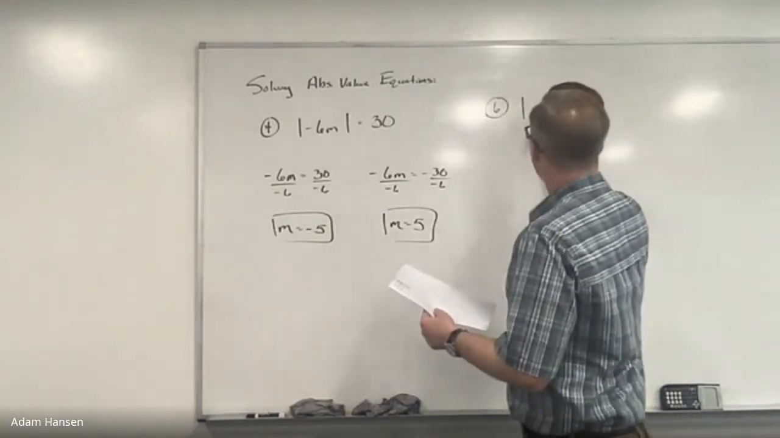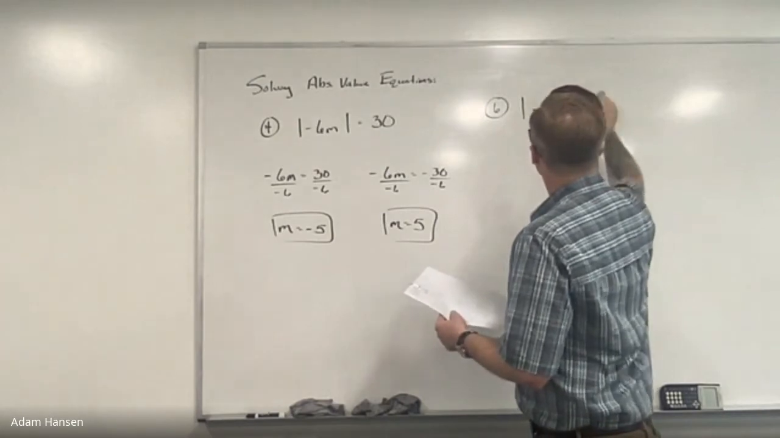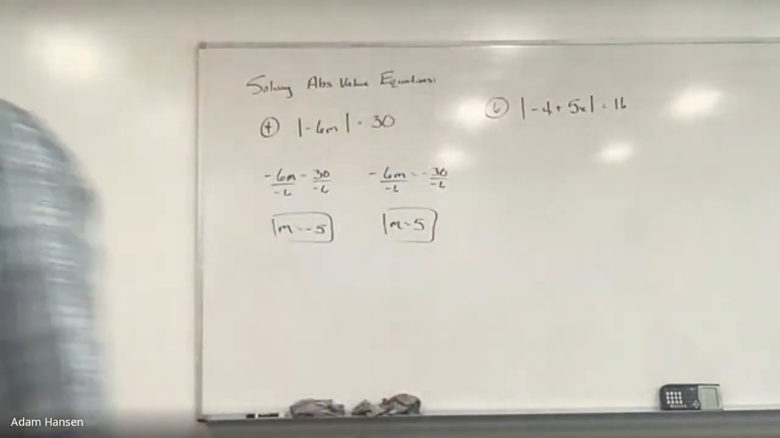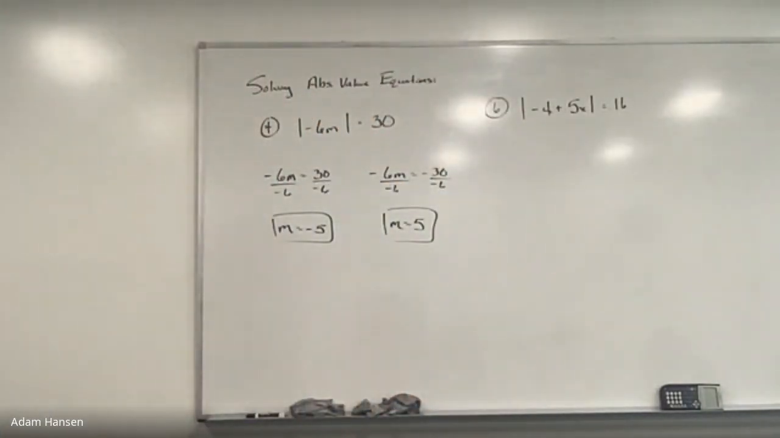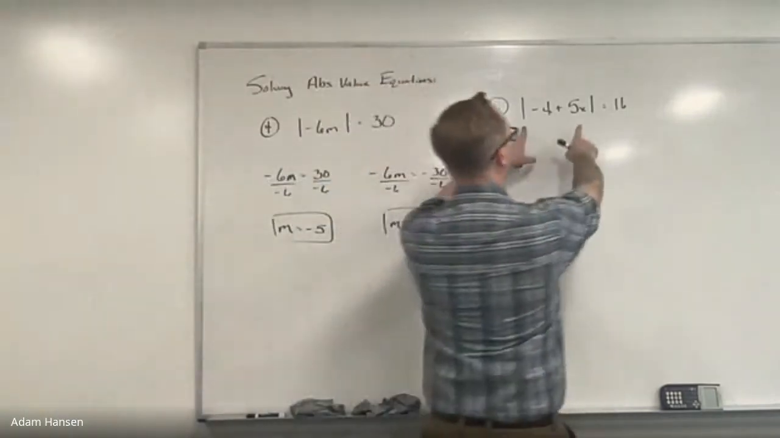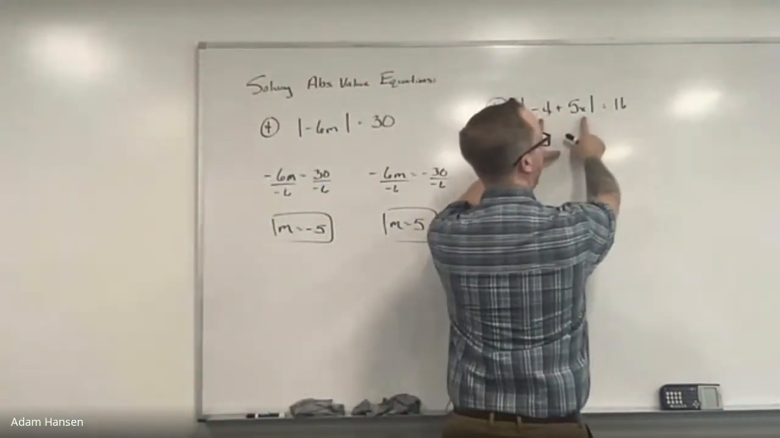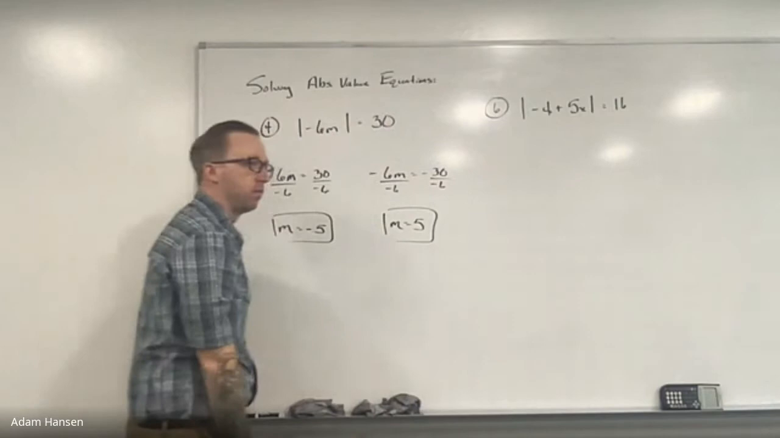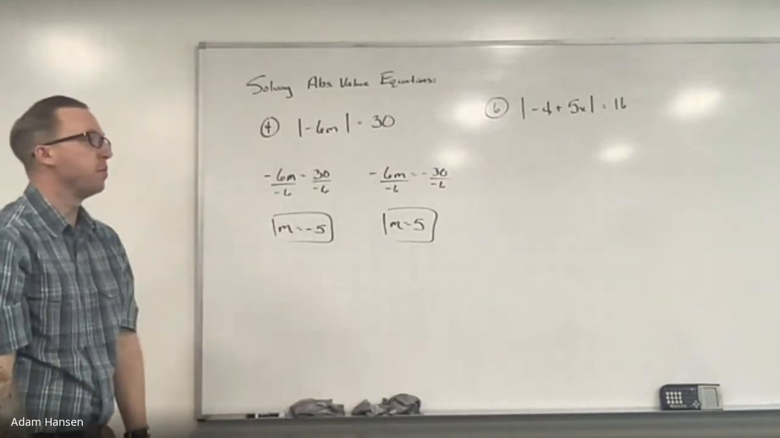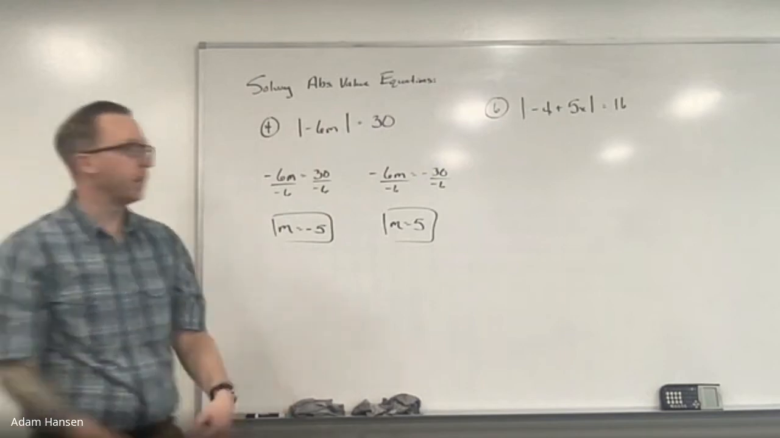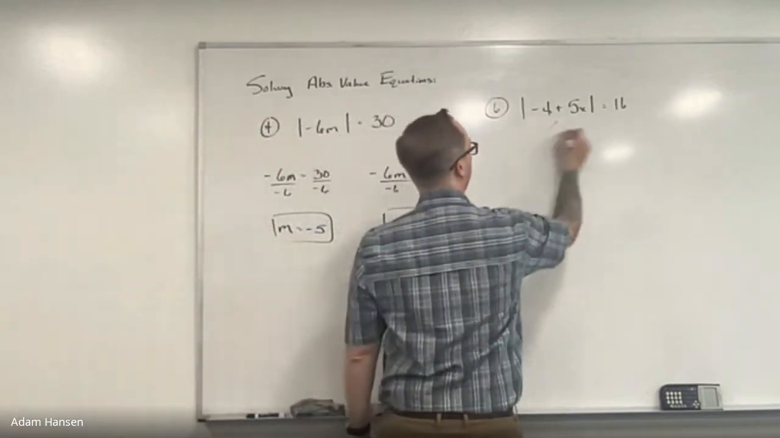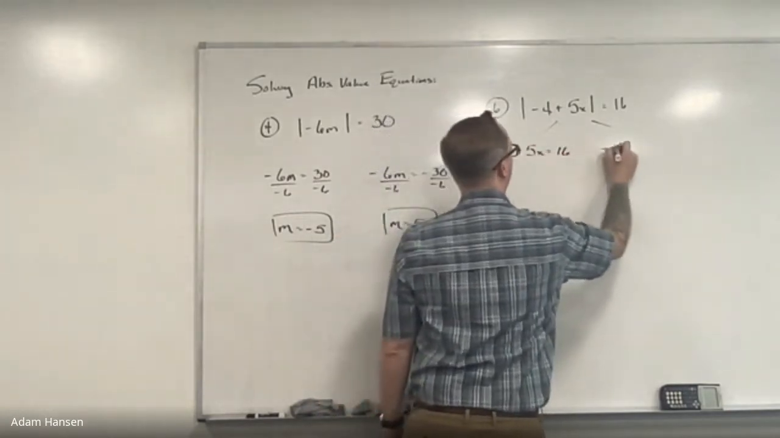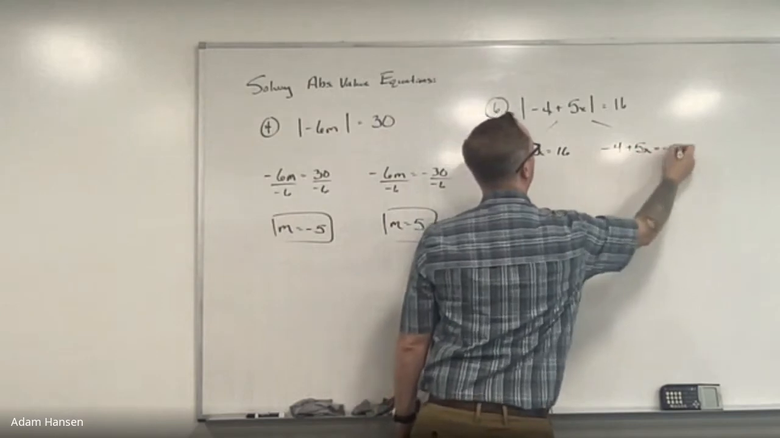The absolute value of negative 4 plus 5x equals 16. I want to know what value of x makes the correct number, so that when I take the absolute value of it, it gets to 16. So what could negative 4 plus 5x be equal to? What numbers have an absolute value of 16? What numbers are 16 away from 0? 16 and negative 16. So I always split it apart. There are 2 equations to solve. One where negative 4 plus 5x equals 16. Another where it's the opposite, negative 16.